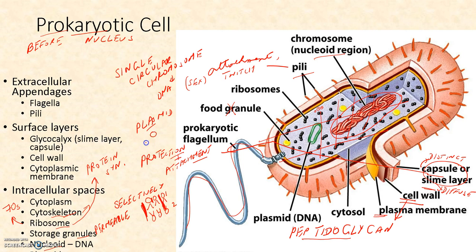For example, antibiotic resistance, which is now a big problem, as you know, with bacteria. So when the bacterium divides, all of the plasmids contained are also copied such that each daughter cell receives a copy of the plasmid. The bacteria also can exchange plasmids amongst themselves. So that is the structure of a prokaryotic cell.